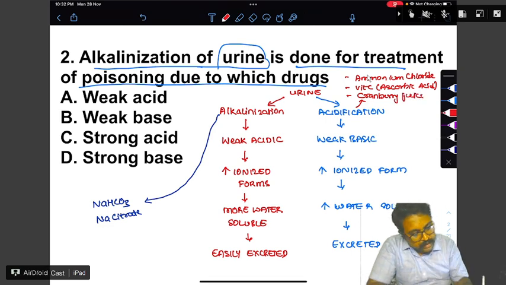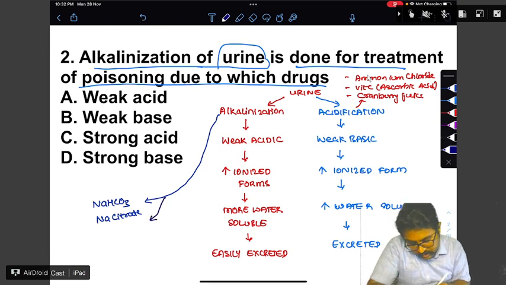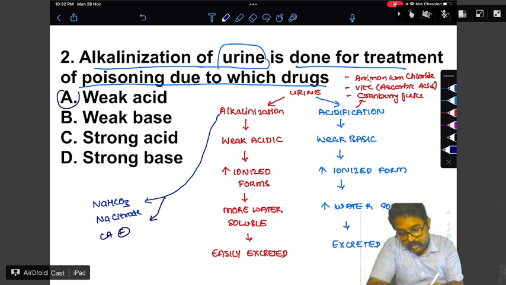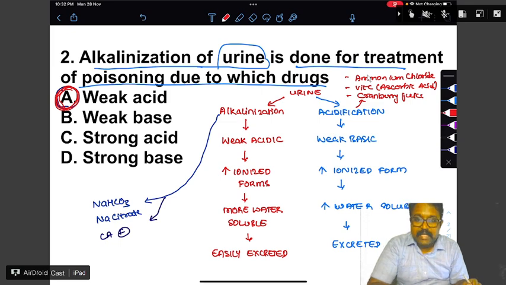And here for alkalization, one more substance you can add is the carbonic anhydrase inhibitor. Carbonic anhydrase inhibitors. So this was about urine alkalization and acidification for increasing excretion of poisonous drugs. So here the answer will be alkalization of urine is done for weak acids.